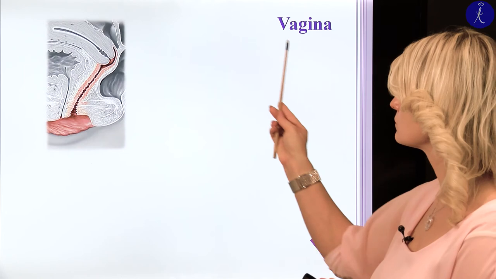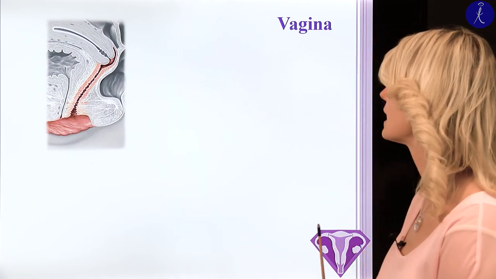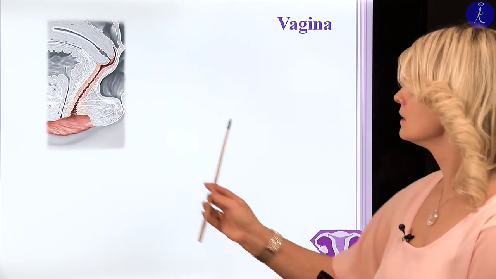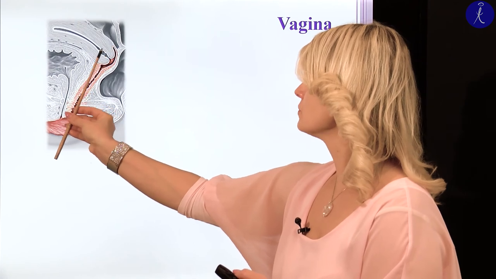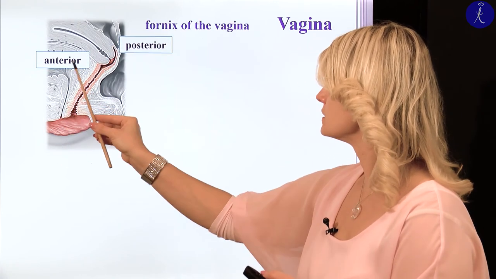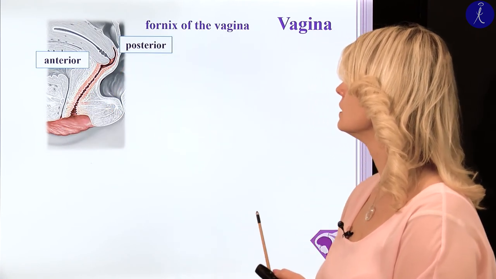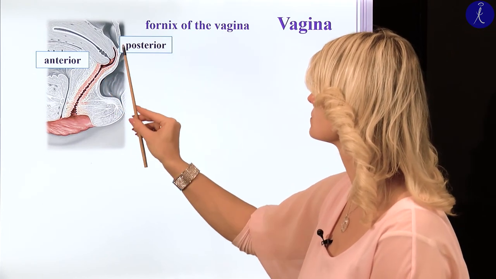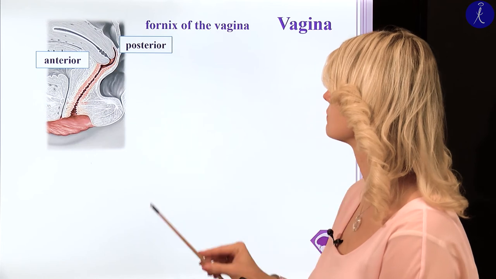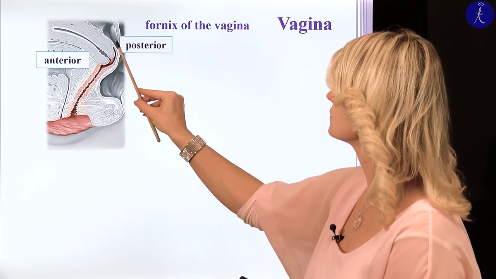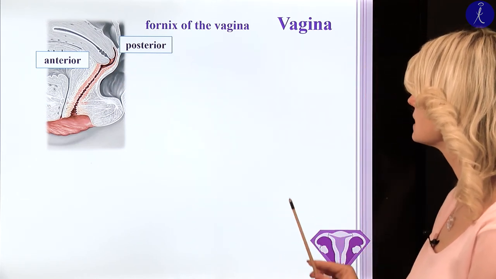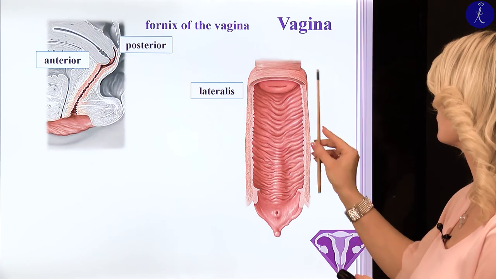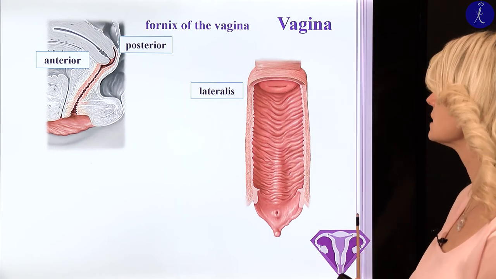And finally, I would like to tell you some words about the anatomy of the vagina. Based on the position, we have a difference between the anterior and posterior wall of the vagina. That part where it fixes towards the cervix is called the fornix of the vagina, the anterior and the posterior fornix. And there, laterally, we can mention the lateral fornices.